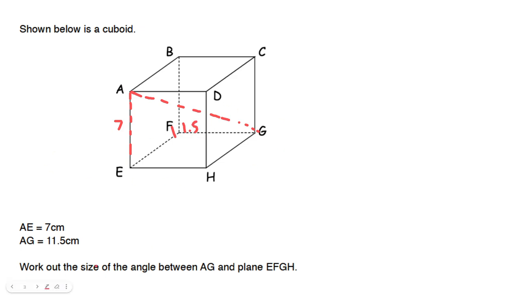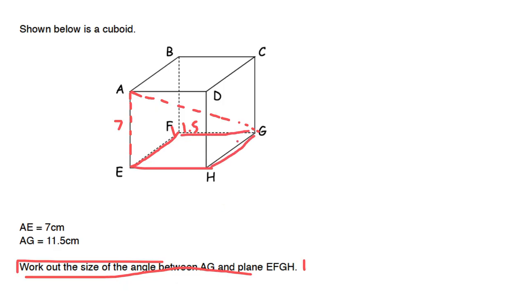Now, you must work out the size of the angle between AG and the plane EFG. This is really, really important when solving these questions. You must understand what this means. The plane EFG simply refers to this entire rectangle that encompasses the points E, F, G, and H. Now, what does it mean exactly for it to be between an angle and a plane? This is where many students get stuck, but you really have to think about it.